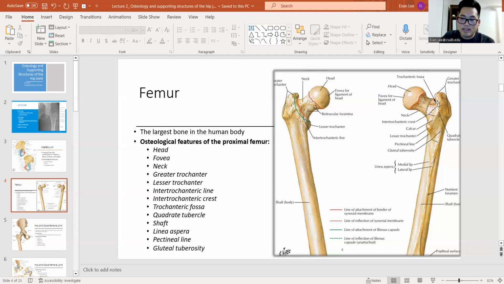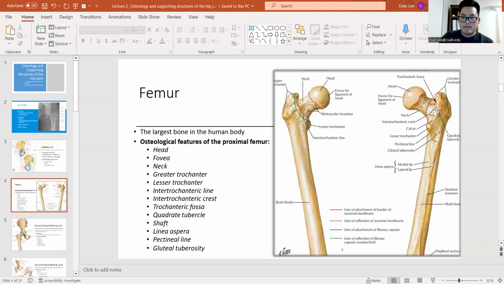Now, slightly differently named, but still in the same region, near the middle of the intertrochanteric crest, is the quadrate tubercle. It is a small little bump on the back of that intertrochanteric crest. This is the quadrate tubercle.